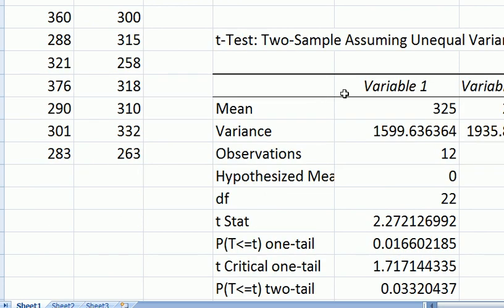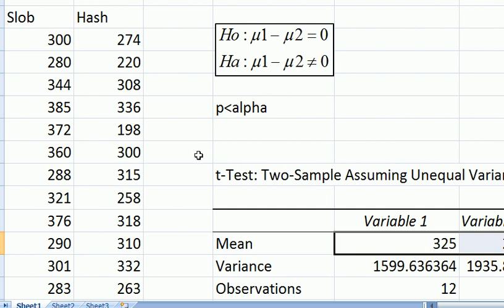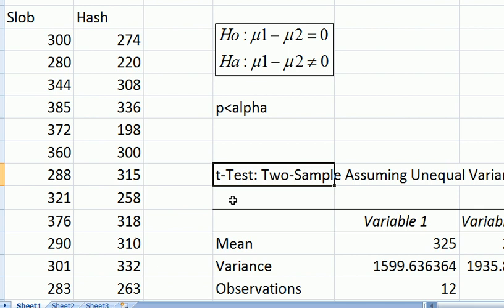If you look back at the data, we can see that the mean for variable 1, which was slob, is 325, and the mean for variable 2, which was hash, is 286. So therefore, it would appear to me that slob has heavier cakes than hash.